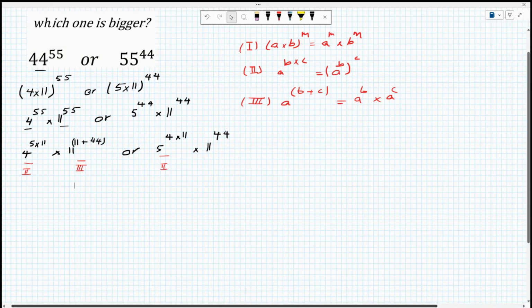So as per equation number 2, here I will have (4 to the power of 5) in total to the power of 11. And here as per equation number 3, I will have 11 to the power of 11 multiplied by 11 to the power of 44. And on the other side, as per equation number 2, I will have (5 to the power of 4) in total to the power of 11. And the last item, I'm going to have with no change.